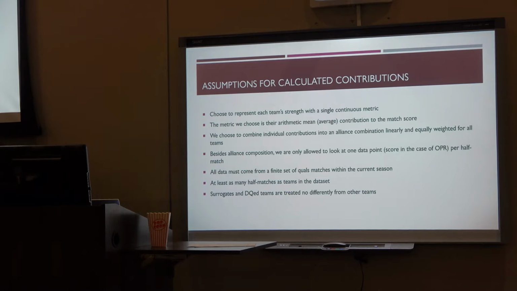If you ever look at The Blue Alliance, they have OPRs listed for teams. In the first 20 or 30 matches, I think it just displays zero for those, because you can't actually do the kind of calculations we're looking to do when you don't have enough data points, when there aren't enough half matches for teams.